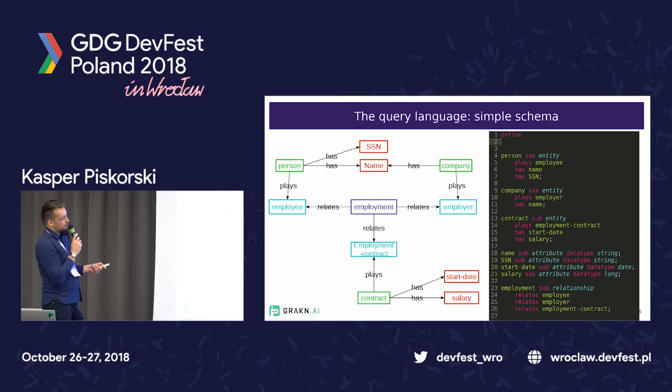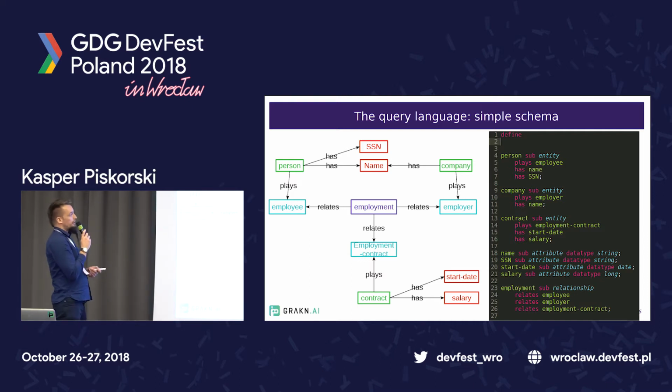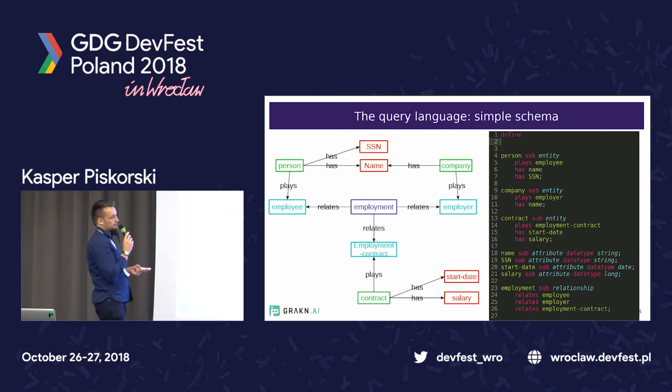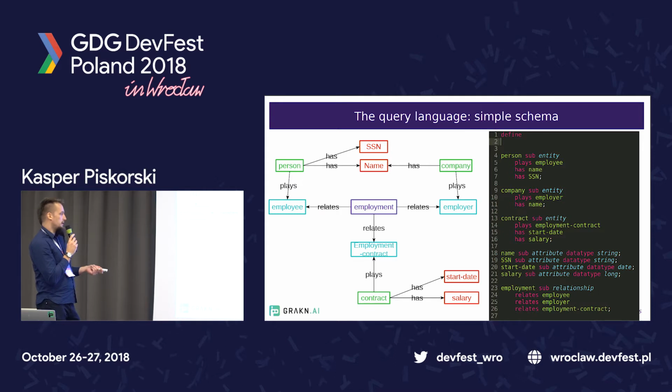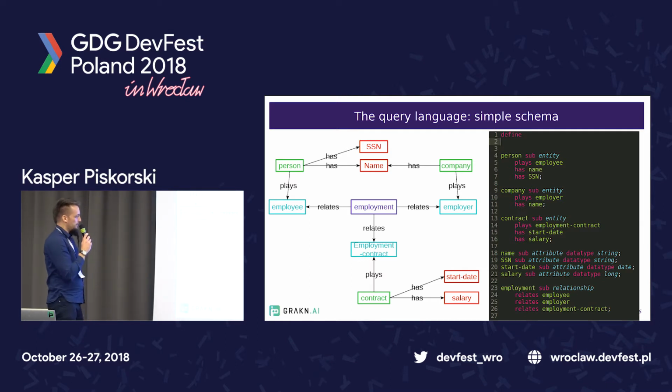So you can see there's this mechanism of subclassing the meta schema each time where you see the sub keyword. A person is a subclass of an entity, company is a subclass of entity, as is contract, and employment is a subclass of relationship. We also allow characterizing our types with specific attributes. Both people and companies have names, people have a social security number, and contract has a starting date and a specific salary. Attributes are also subclasses of the meta attribute, where we also specify the specific data type we are interested in. So that's an example of a simple schema.